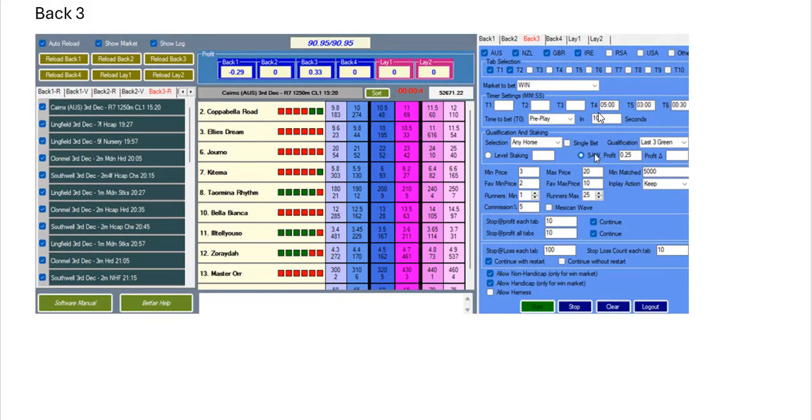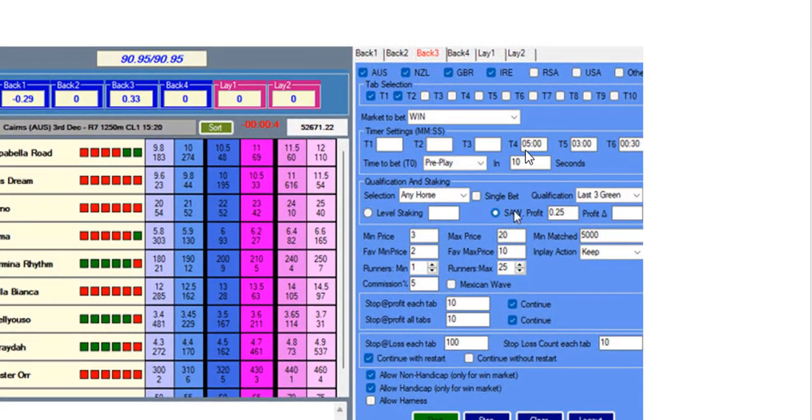Some of you have asked what happens if we just want to click a short time span like 5 minutes, for example. Well, in back 3 here, you can see we've got T1 at 5 minutes, T4 at 5 minutes, T5 at 3 minutes, T6 at 30 seconds, and then our TO time to bet is 10 seconds. In that case, we're only looking at these three squares here. How do we get these other 3 squares if the bot's not checking?